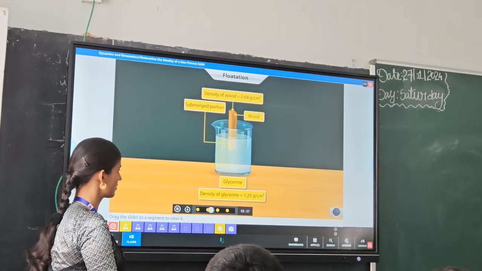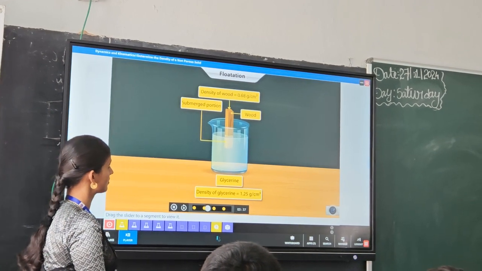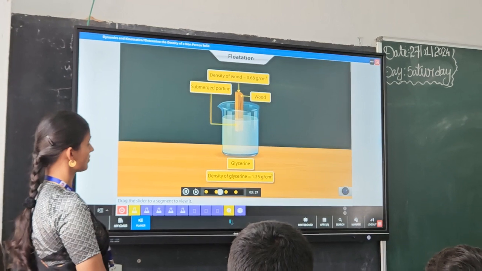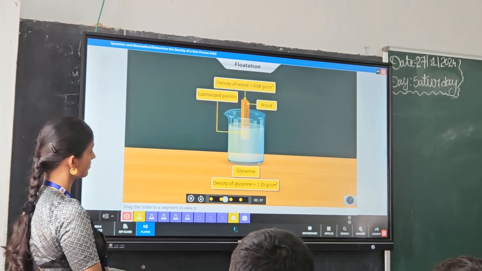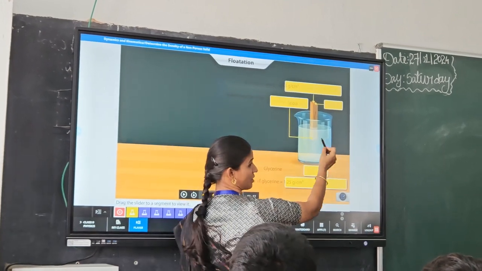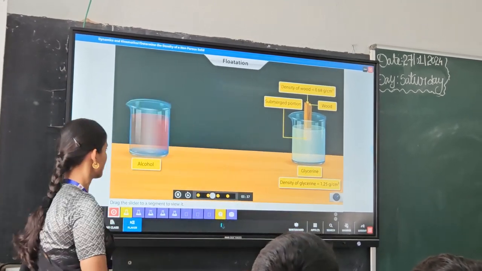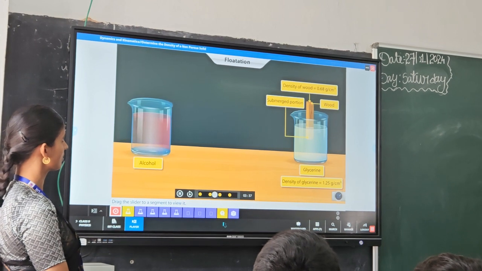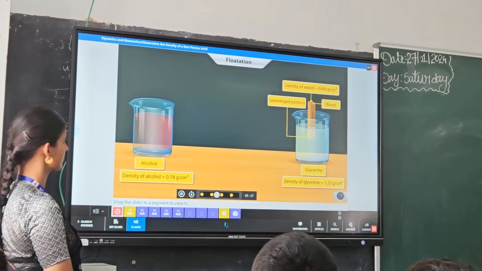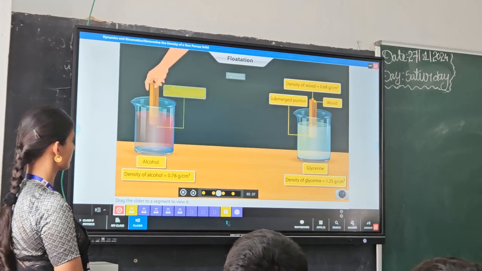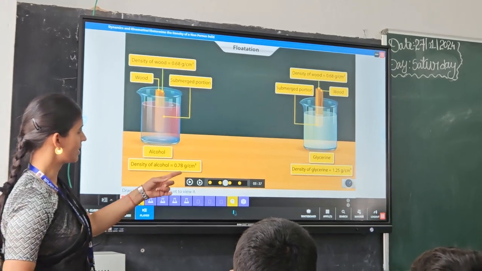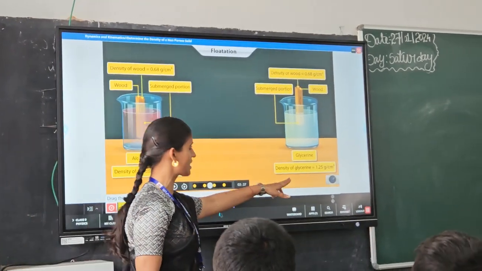This is because the density of the wooden block is less than the density of glycerin. Observe the portion of the block that is submerged in glycerin. Observe the portion, children, how much it is submerged in glycerin. Now take another beaker filled with alcohol and having a density of 0.78 gram per centimeter cube. Dip the wooden block in. Now see, children, the density of glycerin, how much is given here?